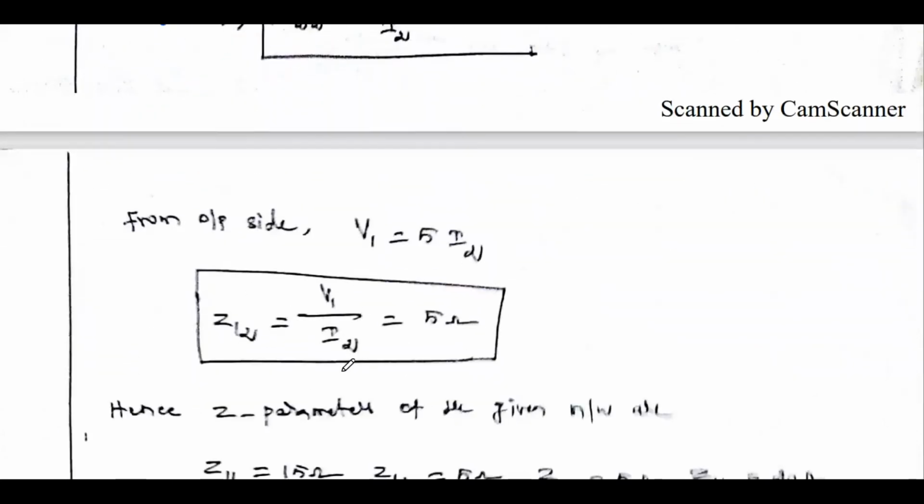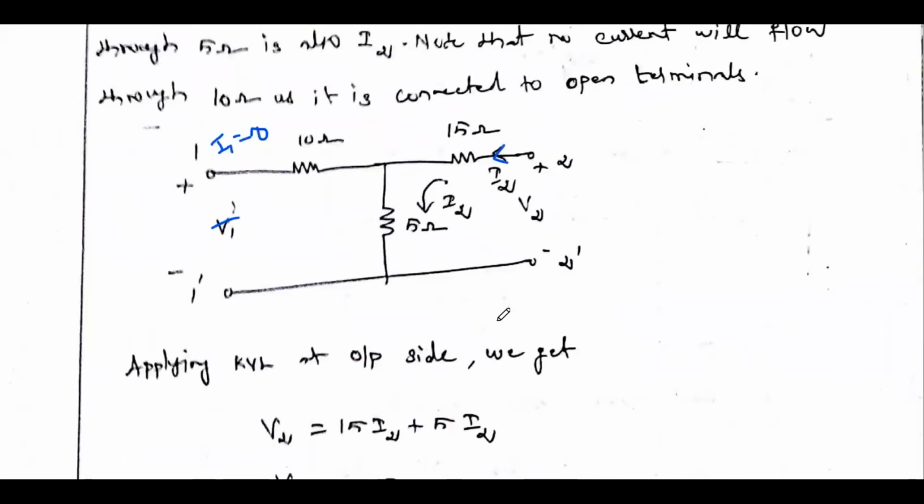Similarly, we have to calculate one more parameter, Z12. What is Z12? It's the ratio of V1 by I2. In order to find V1 by I2, look at this diagram. Which one is V1? V1 is nothing but the voltage across the input port. Here the current flowing through this 10 ohm resistor is 0, so there is no voltage drop across this 10 ohm resistor. It's short circuited.